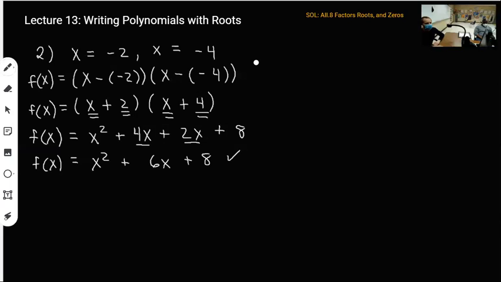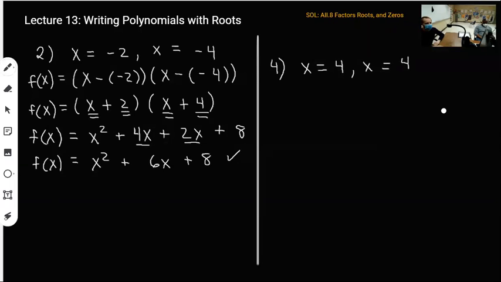All right. I'm going to skip 3 because that is just like the one that we just did. We are going to do number 4. Number 4 says it gives us two roots, +4 and +4. So notice they give us the same root. It just shows up twice. So 4 and 4 are going to be our roots.